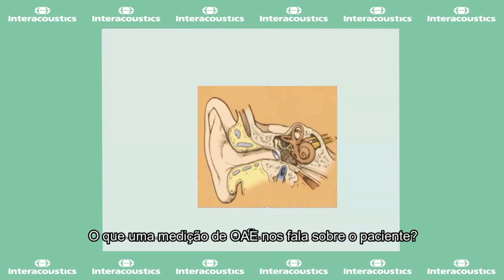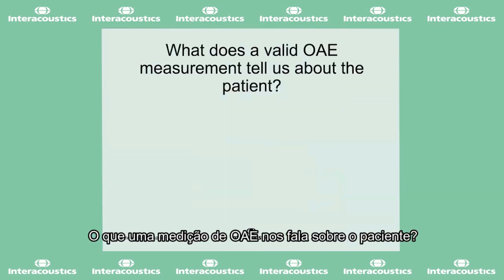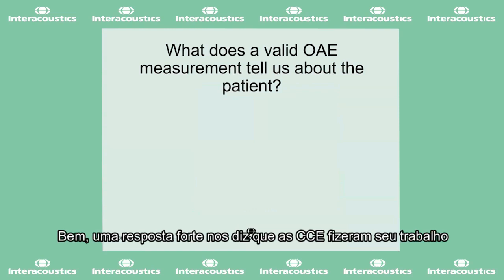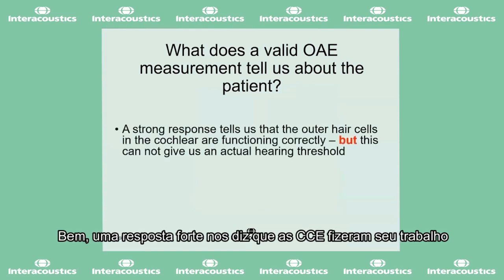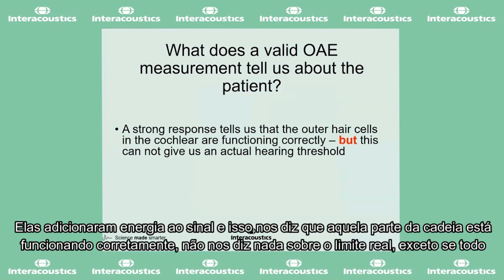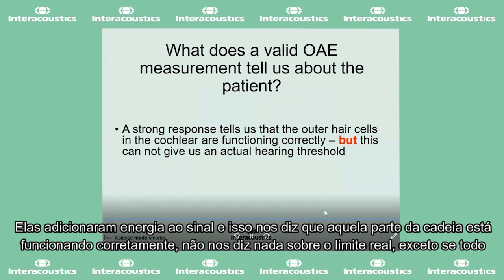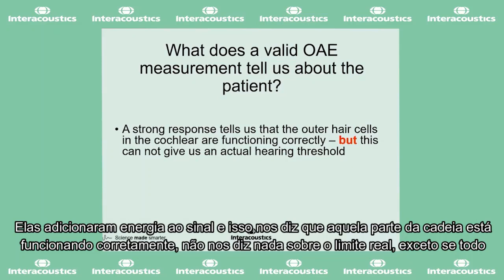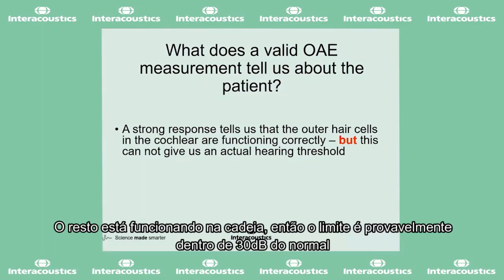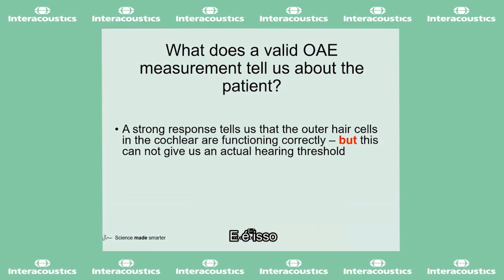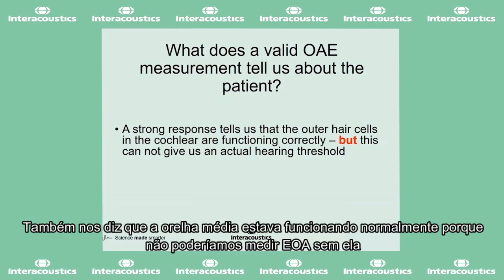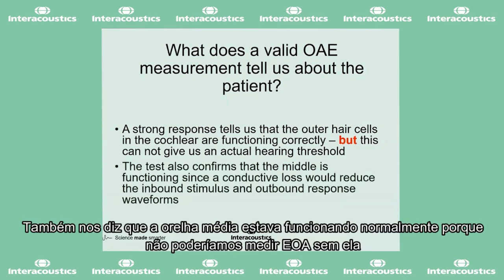And so what exactly does a valid OAE measurement tell us about the patient? Well, a strong response tells us that the outer hair cells have done their job. They've added energy to the signal, and it tells us that that part of the chain is working correctly. It doesn't tell us anything about the actual threshold, other than if everything else is working in the chain, then the threshold is probably within 30 decibels of normal. But that's it. It can't give us more information than that. It does also tell us that the middle ear was functioning normally, because we wouldn't be able to measure an OAE without it.